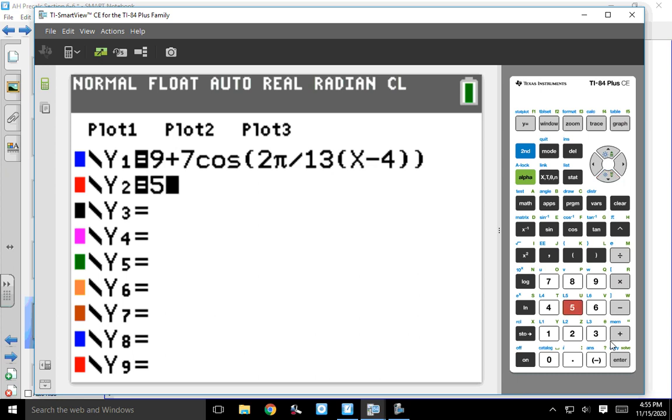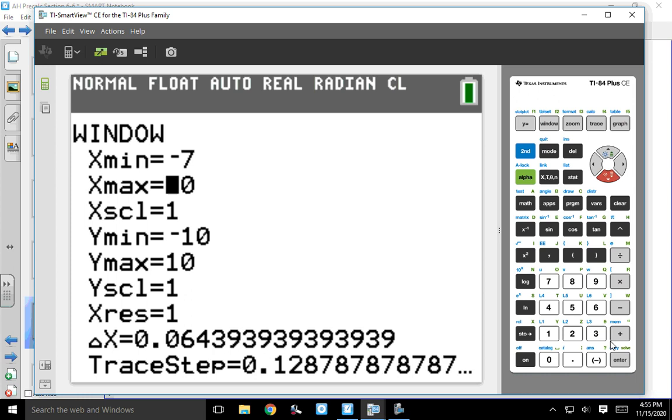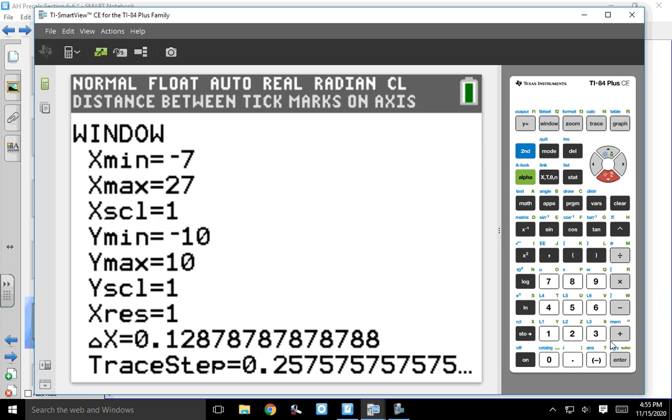And let's graph this in the window from the graph that they've given us. I think they went from about -7 to about 27, and a scale of 1 should be fine. And for our y's, I do want to see the x-axis, but I think that's all I really need to see. We'll go up to maybe 18 should be fine. All right, we'll graph that.